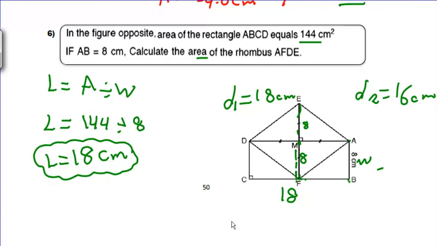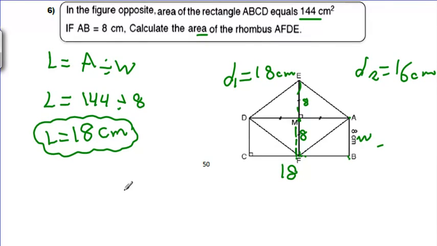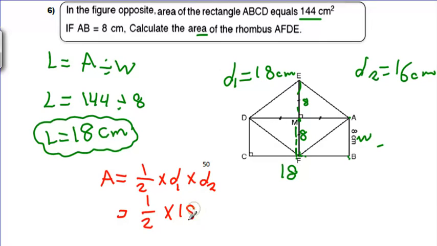How can I get the area of the rhombus? I can get it by writing the rule. Area equals half times D1 times D2. It will be equal to half times 18 times 16, right? It will be equal to 144 centimeters squared. That's all for today.